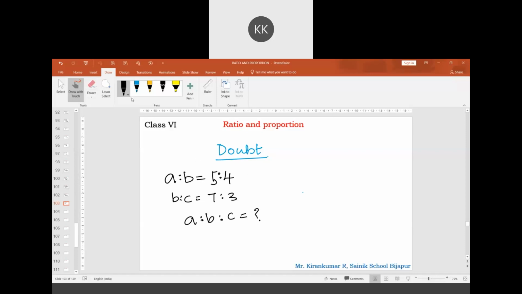Suppose if I write like this, A is to B is proportional to B is to C, if they are in proportion, then C is equal to 24. Can we solve like this? No. Yes, sir.